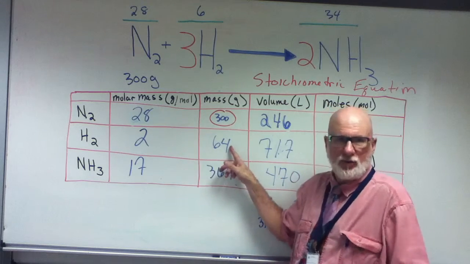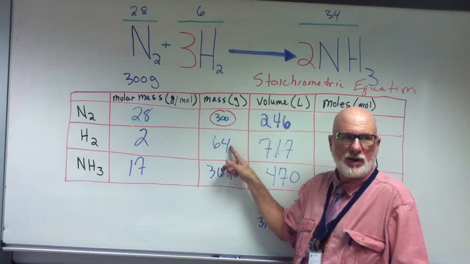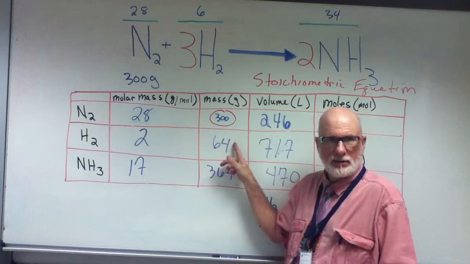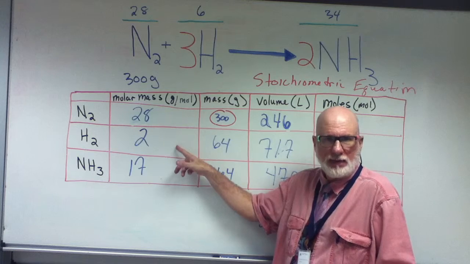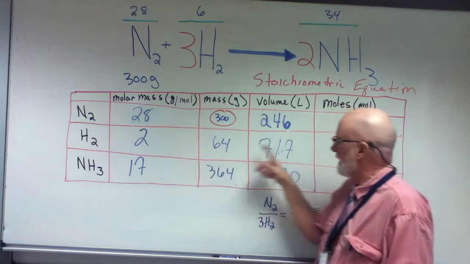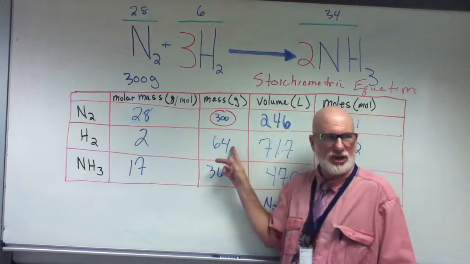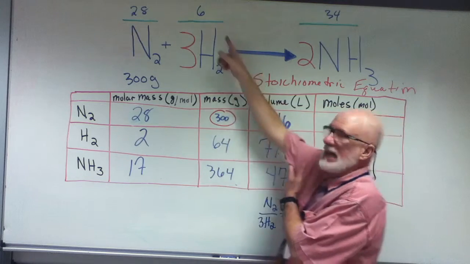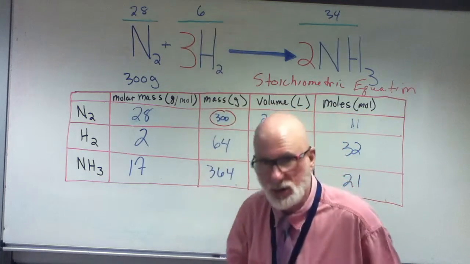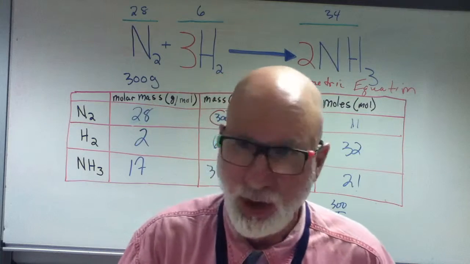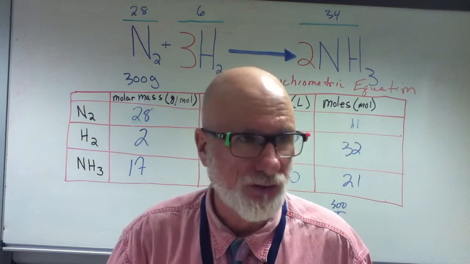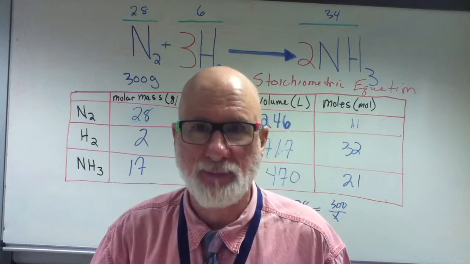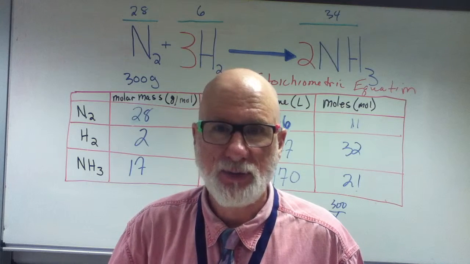So if you have 64 grams of hydrogen, you can divide by 2. That represents a mole, so that's how many moles you have. This is what people love to do. They love to divide it by 6. Well, that's the hydrogen value, of course. Okay? It's not a problem.